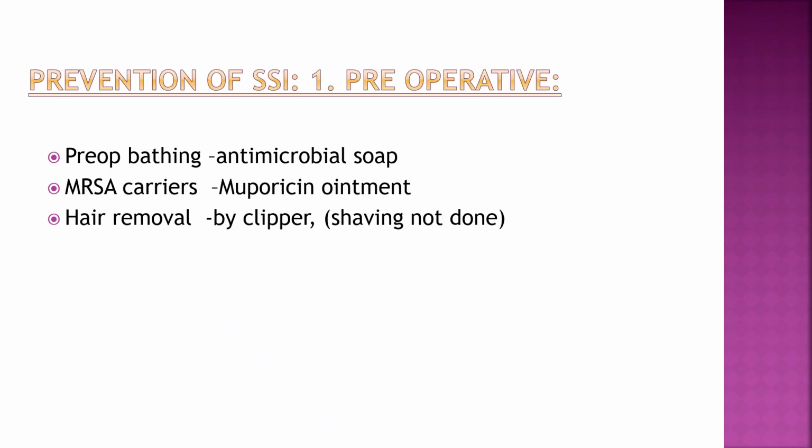So prevention of SSI, first is pre-operative prevention. In that, pre-operative bathing of the patient should be done with the help of antimicrobial soap. Then for MRSA carrier patients, mupirocin ointment is used. Then hair removal should be done by clipper, shaving is not done.